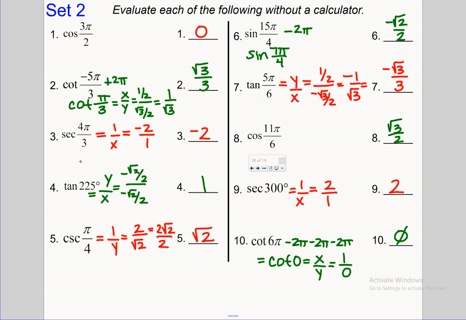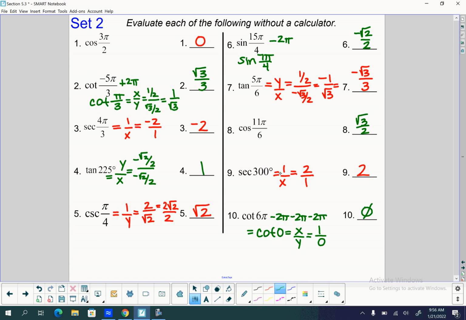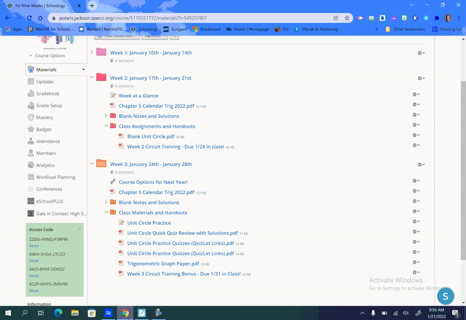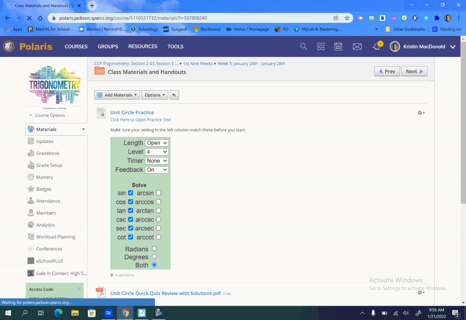Okay, so let me show you what's in Polaris, and then we're just going to practice this more on Monday. That's all we're doing on Monday. In Polaris, I put everything in next week's folder, okay? So if you open up week 3, you go down to where it says class materials and handouts. Here's what's available to you. There's a lot of different options. First option is this website that you can go to. When you go to the website, it'll ask you for some setting options. Just choose these setting options, and it will continuously throw questions at you.